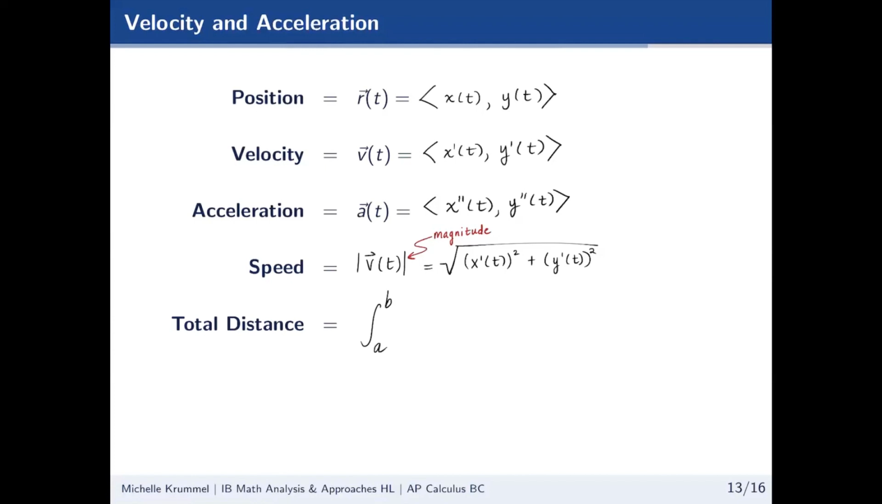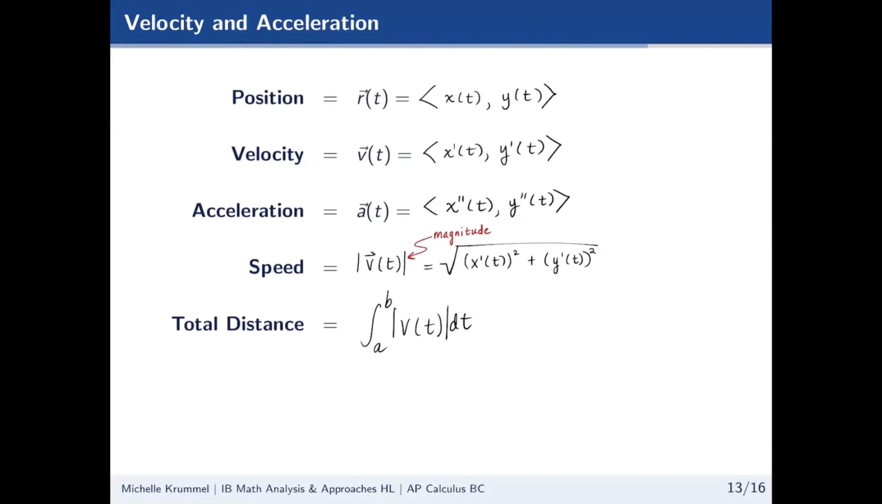And what is it we're integrating here? If we want net distance, that's just change in position. So we want to integrate the velocity function to get change in position. That's going to give us net distance. If we want total distance, how do we alter this? We have to take the absolute value of the velocity to get total distance.